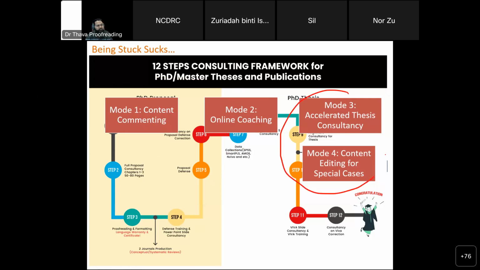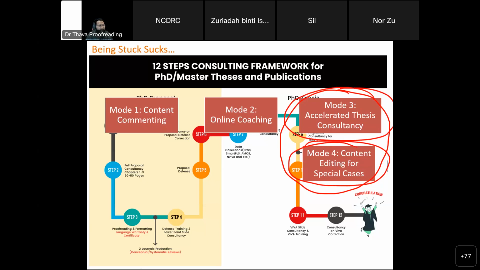And then for those who are at the very beginning, even supervisors in terms of publication and so on, or students who are stuck with proposal for a very long time, or even chapters 4 and 5, we provide Mode 3 and Mode 4, which is accelerated thesis or publication consultancy. This is a full coaching program that we will build, or content editing for special cases only.